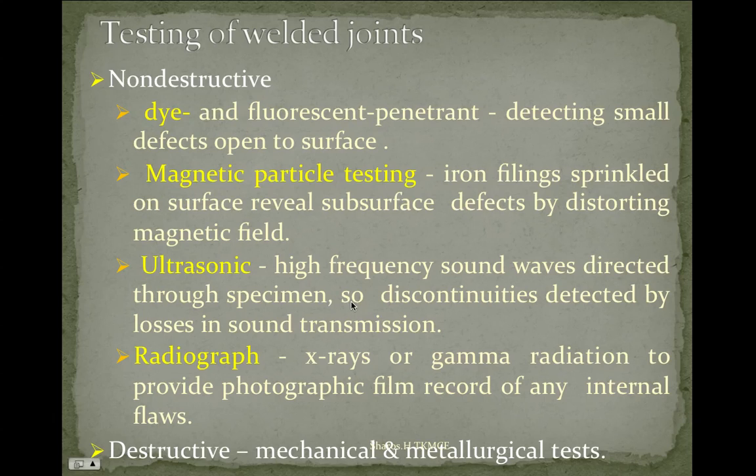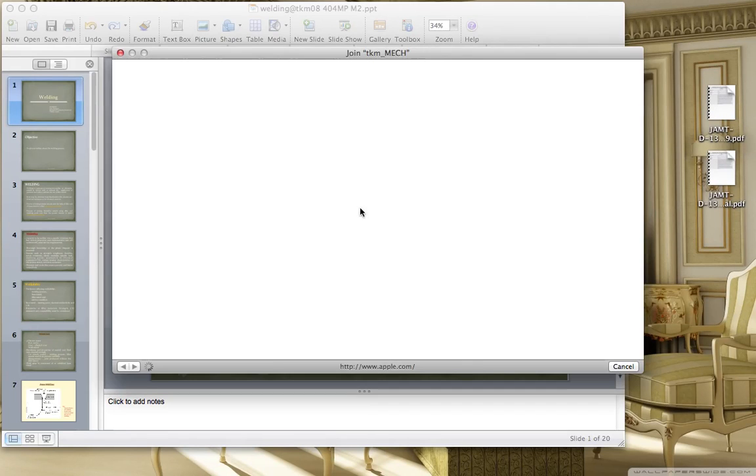Ultrasonic test, high frequency sound waves are directed through the specimen. So the discontinuity is detected by loss in sound transmission, which can be sensed by suitable sensors and easily identified. Next is the radiograph test, in which X-ray or gamma radiations are used, and the photographic film on which these rays fall. By penetrating through the joint, we can identify any internal cracks.